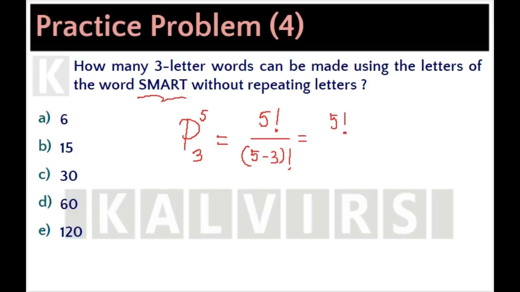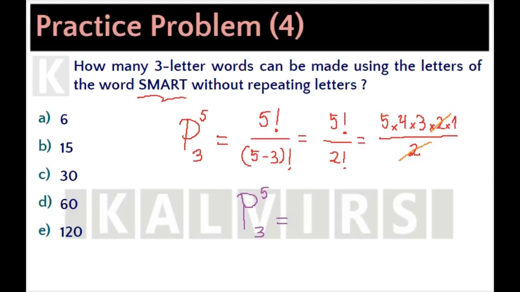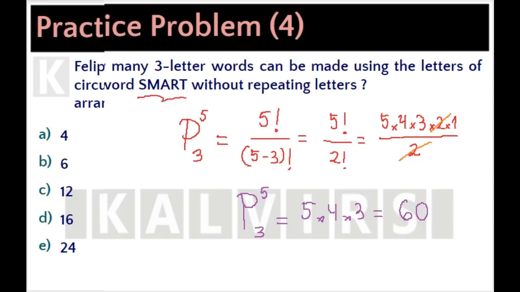This is 5 factorial over 2 factorial, and 5 times 4 times 3 times 2 times 1 over 2. We can cancel this one with this one, and finally we get that permutations of 5 objects, choosing just 3 of them, equals 5 times 4 times 3. That is finally 60. Choice D is correct.